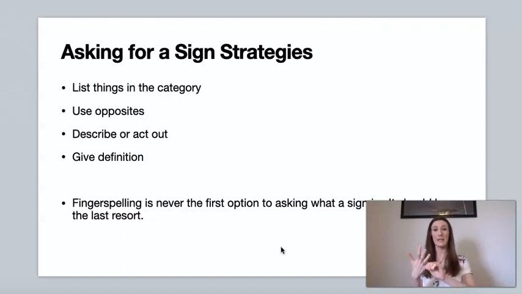You can list things in a category that are all tied together to that one word. You can list the opposite. So like if you don't know the sign for hot, you could be like, not cold. Okay, use the opposite. You can describe or act it out if it is easy to act out and use gestures. Or if you know the definition, you can give the definition. Okay, if the person that you are asking has no idea what you're talking about, then you may fingerspell. Okay. Use the signing skills and the words that you already have to ask your question.